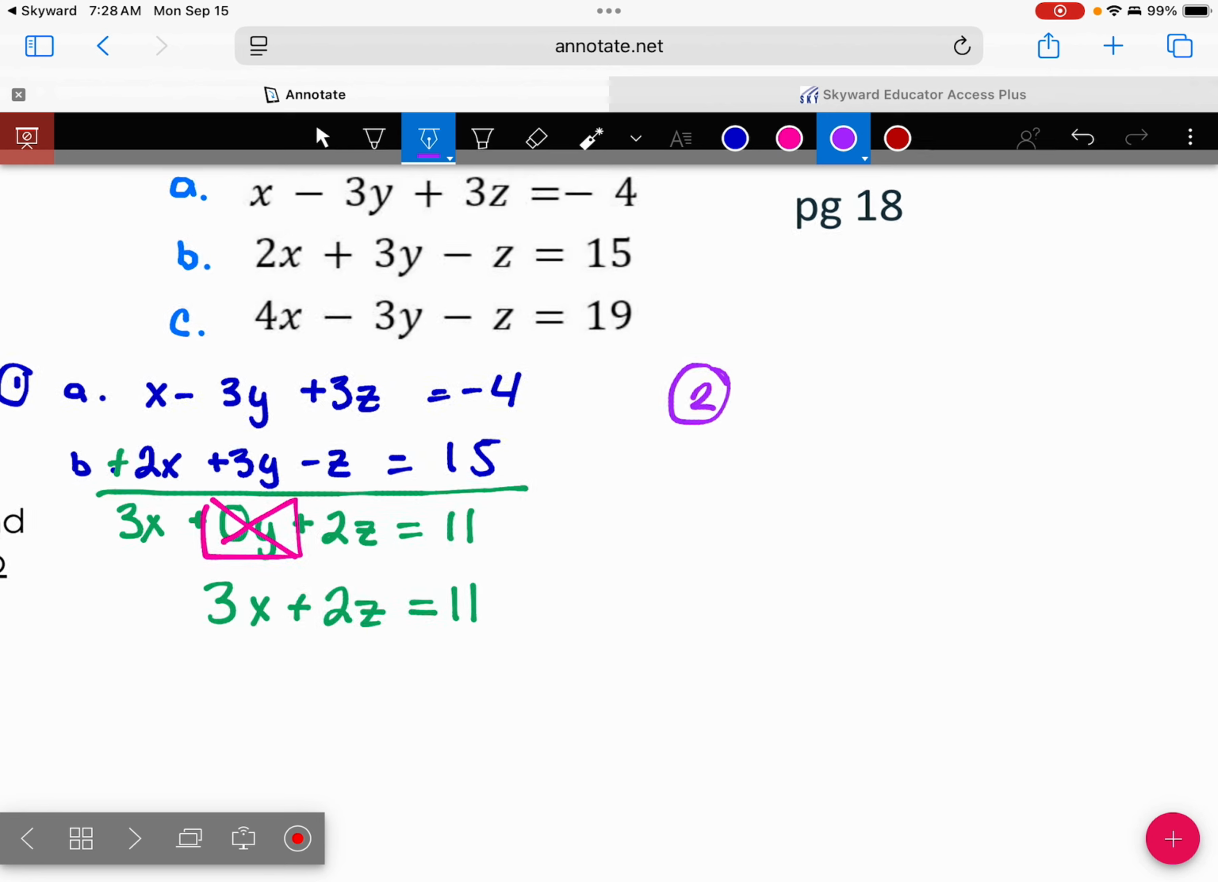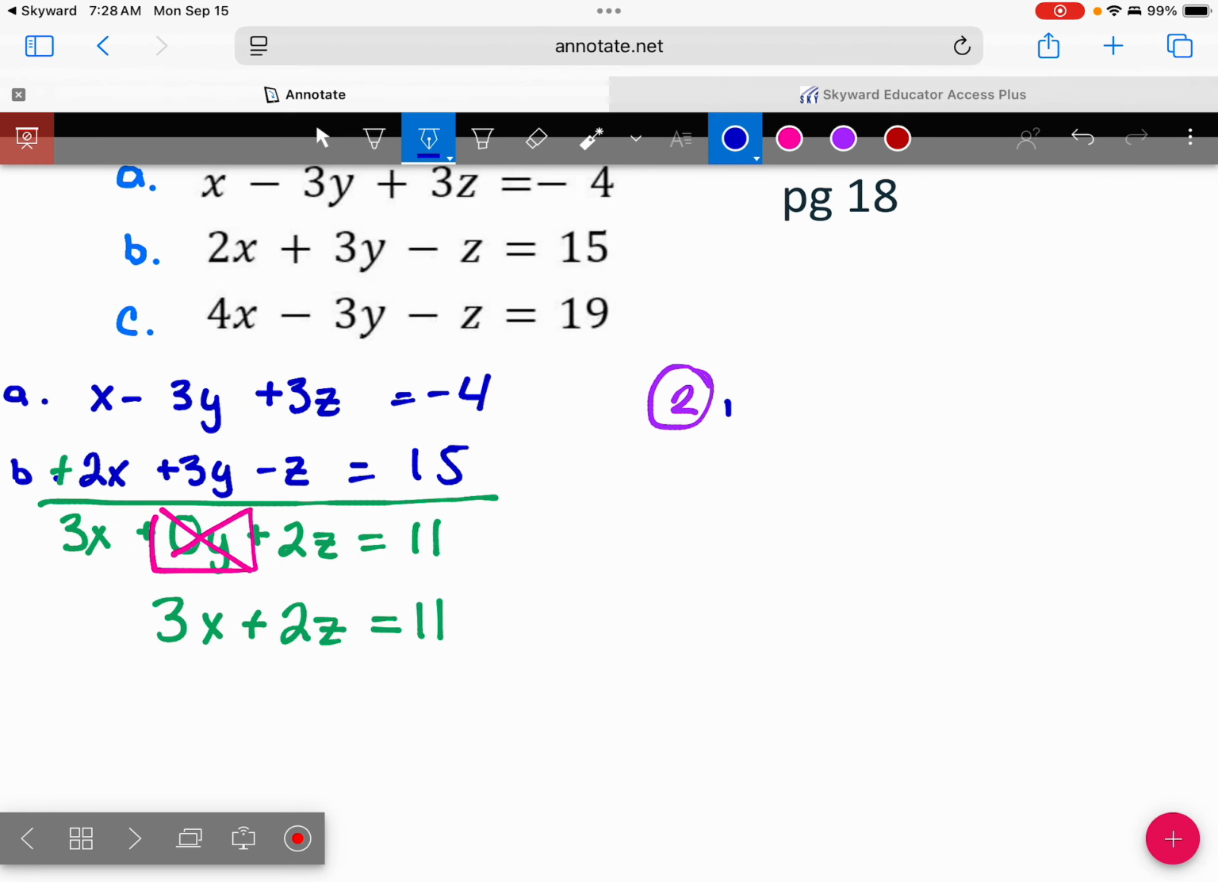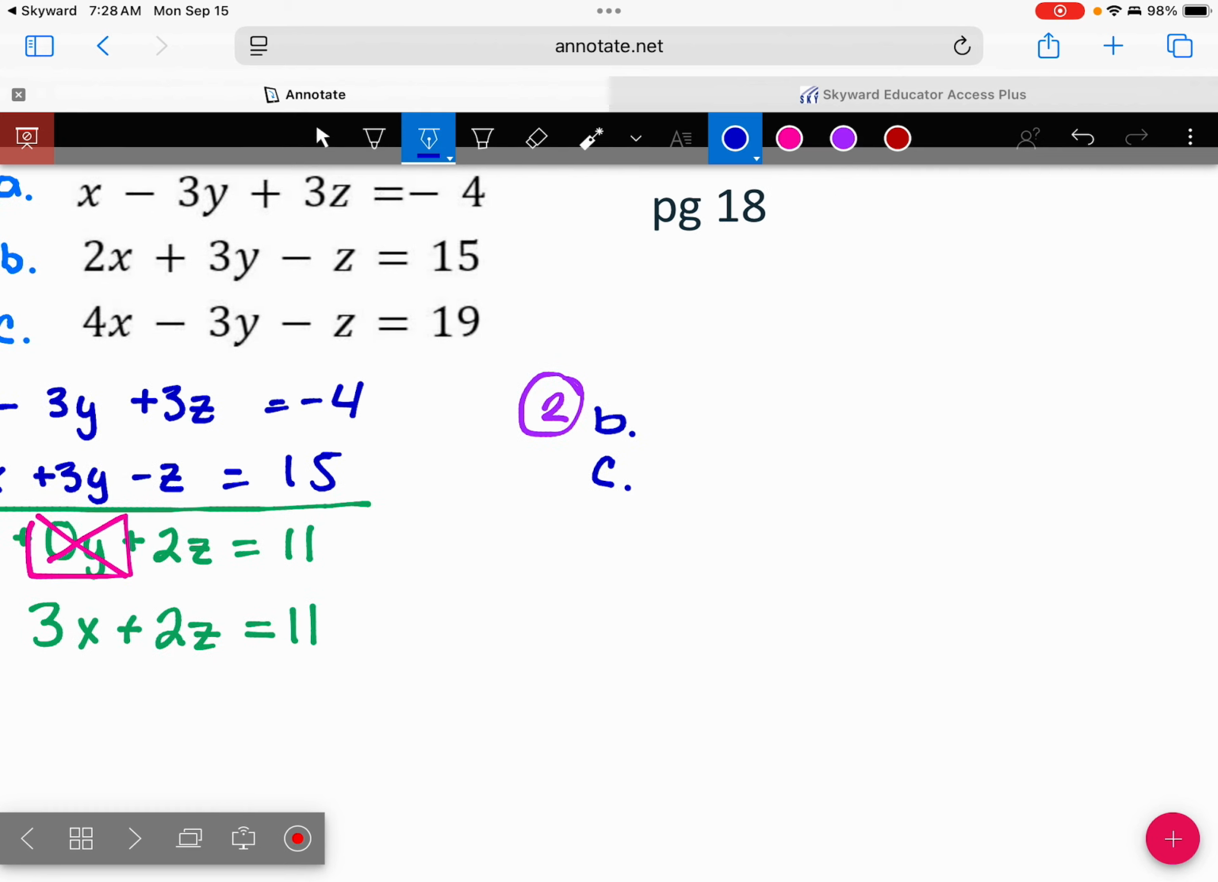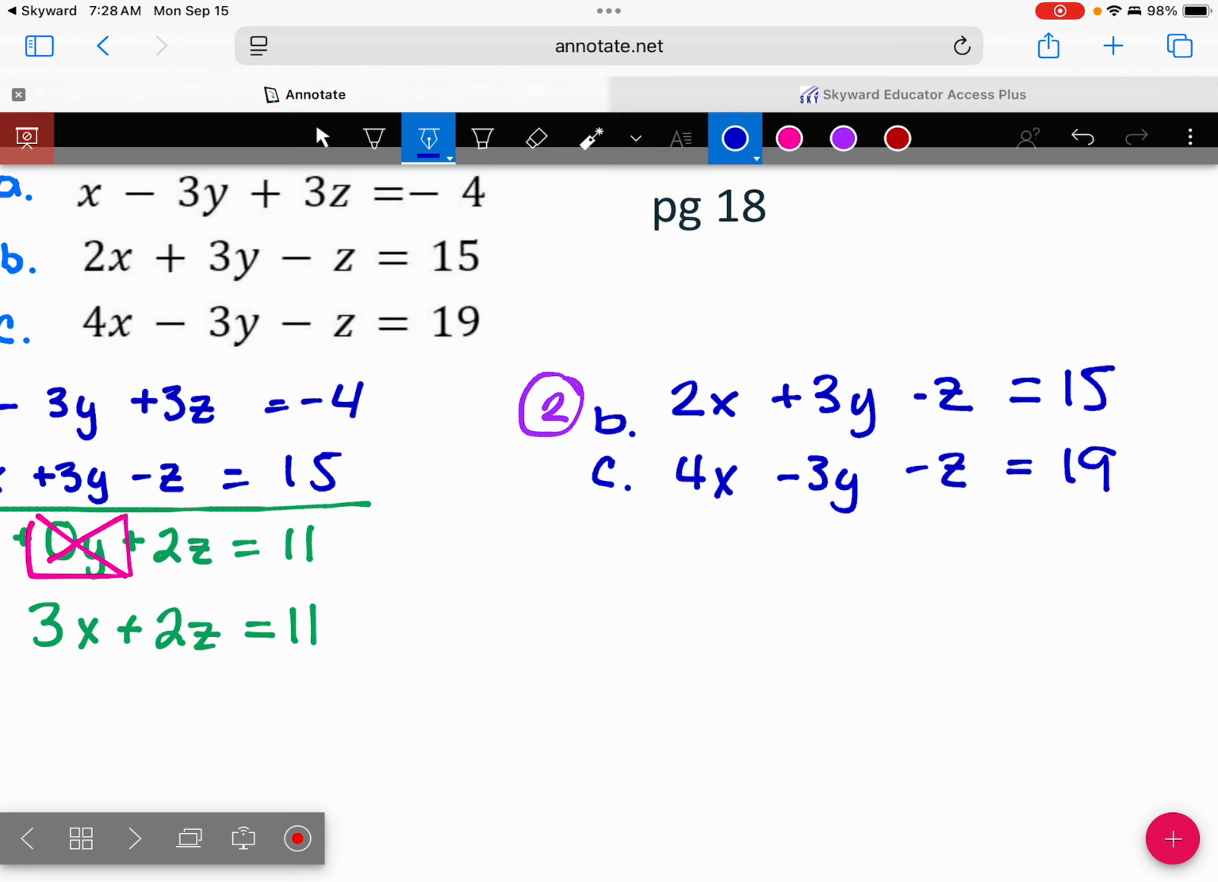I just don't have that much space up here. I'm going to use equation B and equation C. So I'm going to copy those over. My 2x plus 3y minus z equals 15. And my 4x minus 3y minus z equals 19. I always put this little crossbar on my z just because otherwise it starts to look like a 2. That's the only reason for it. If your z's and 2's look different, valid. You don't have to put the little crossbar. It's not a thing. It's just because my handwriting looks weird.